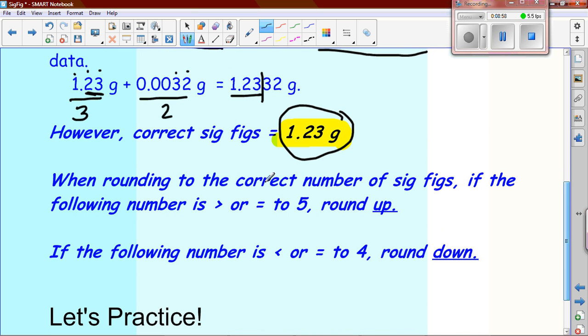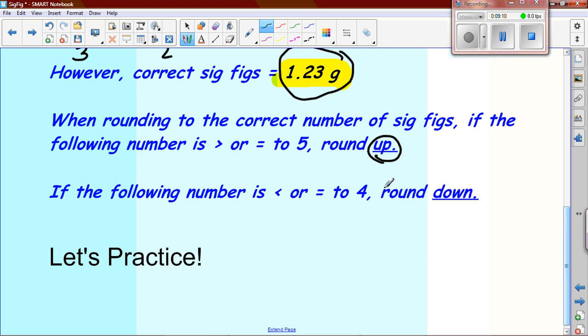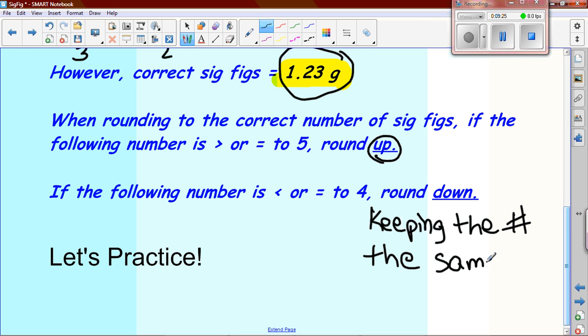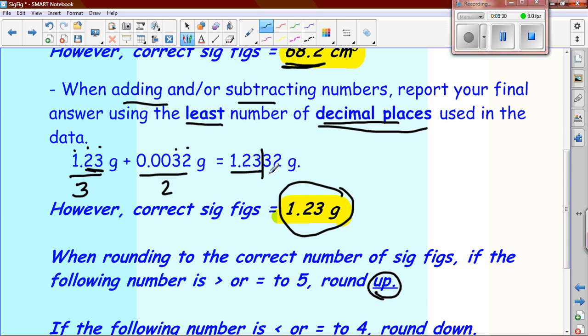Okay, so rounding to correct significant figures, again, if the following number is greater than or equal to 5, you're going to round up. If the following number is less than or equal to 4, not really rounding down, I guess you could say rounding down, but you're really just keeping the number the same. And hopefully that makes sense to you. Just like what we did here with this number 1.23, we kept the 3 the same. It's the final answer.